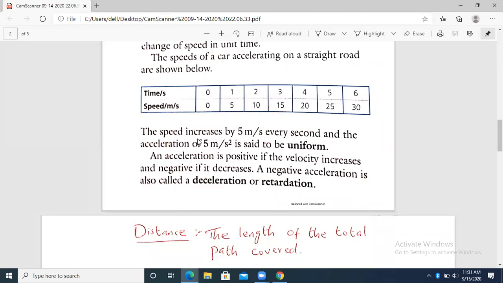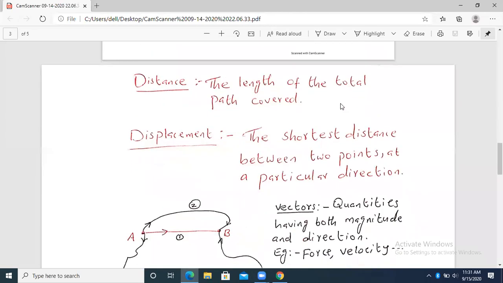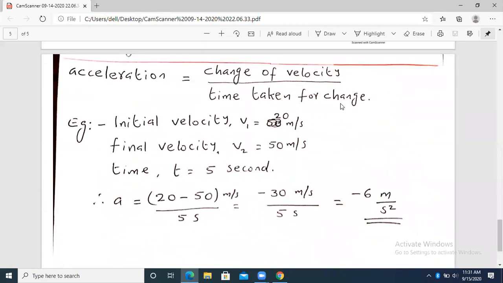This type of motion we call uniform acceleration, because the velocity is increasing uniformly. Every time it increases by 5. Okay, then I will ask you one question. A car is moving, starting at 50 meters per second. After that, its speed decreases, its velocity decreases.